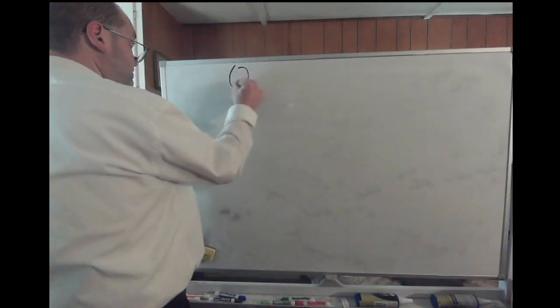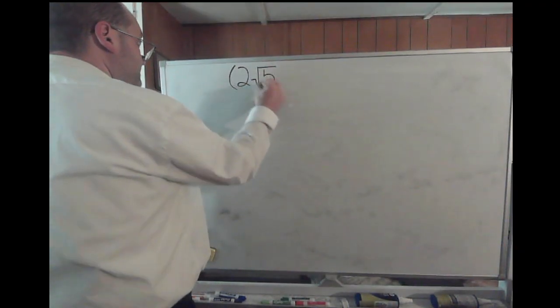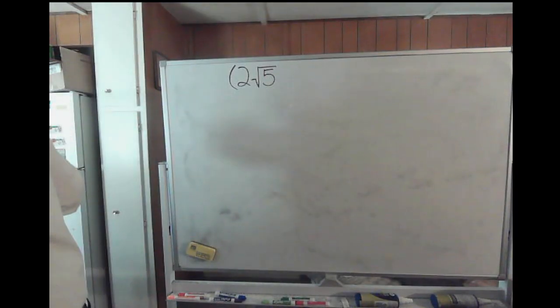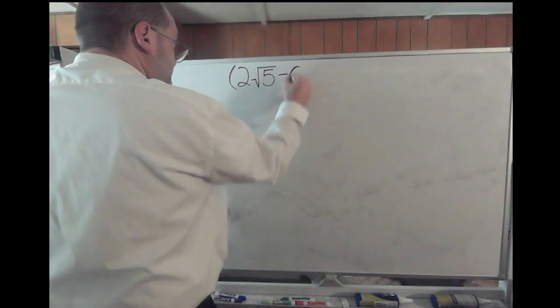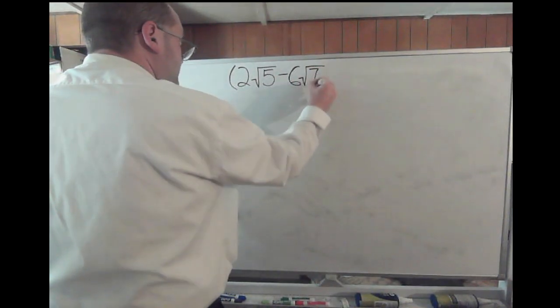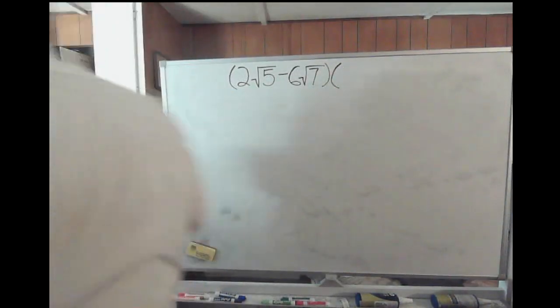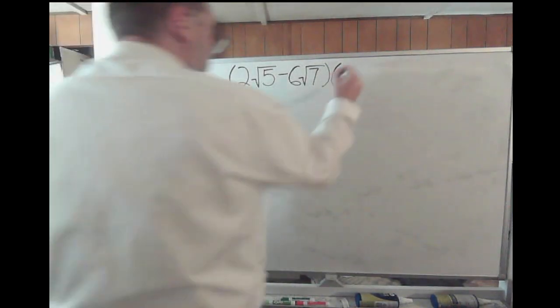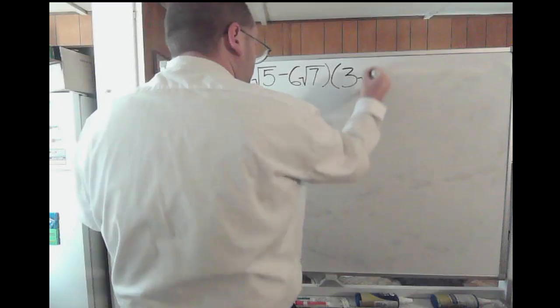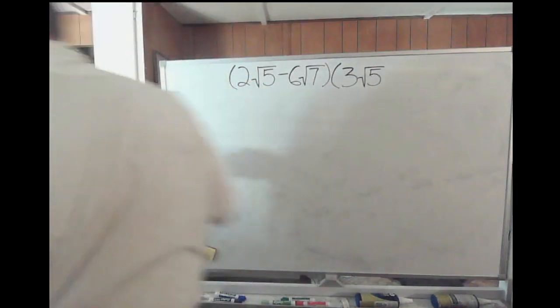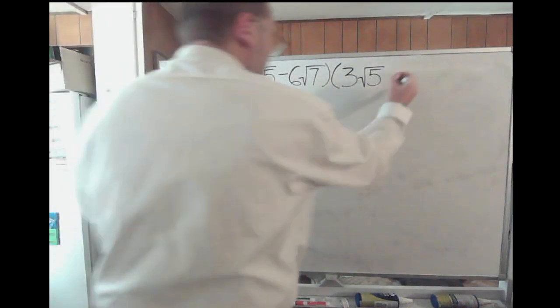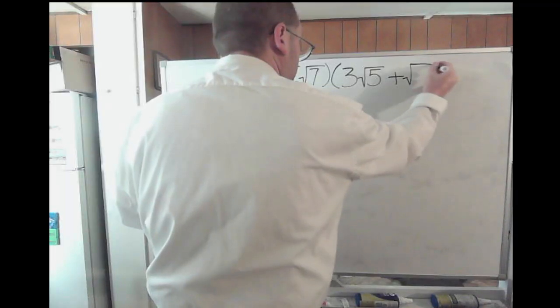Alright, let's do 2 more like this here. We're going to do 2 more like this. So then we have 2 times the square root of 5 minus 6 times the square root of 7. That quantity times 3 times the square root of 5 plus the square root of 7.